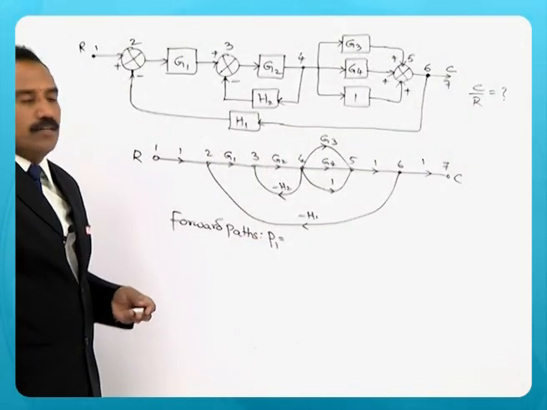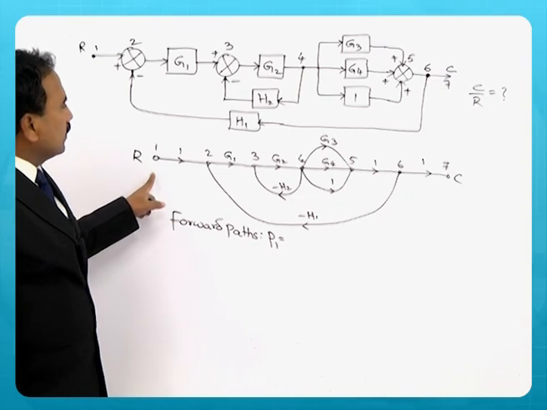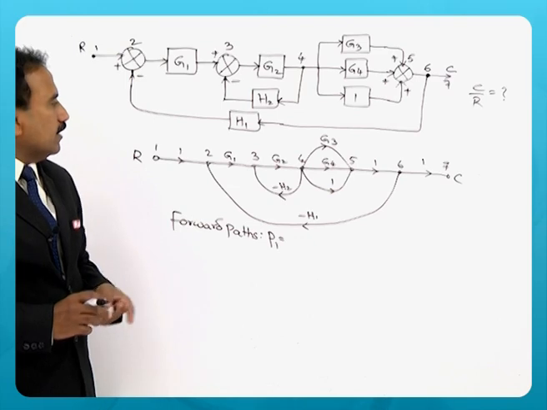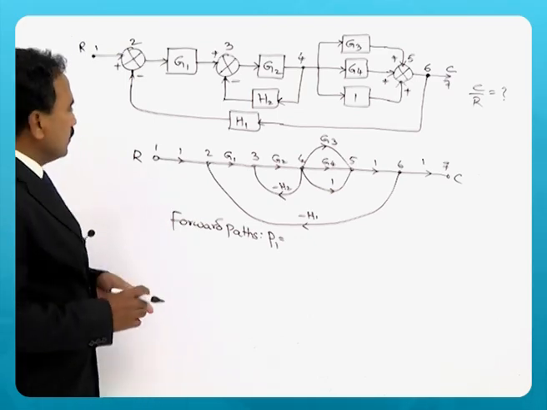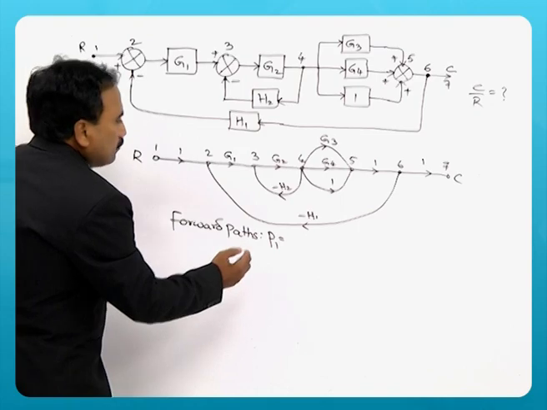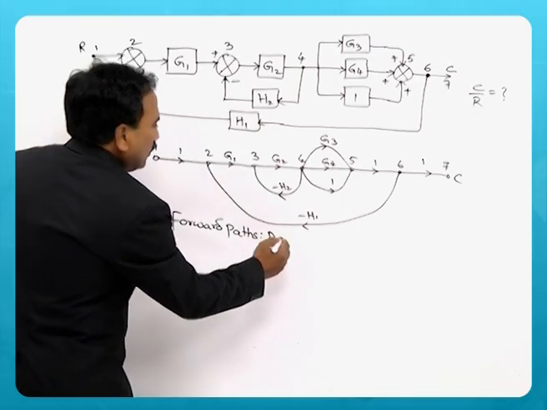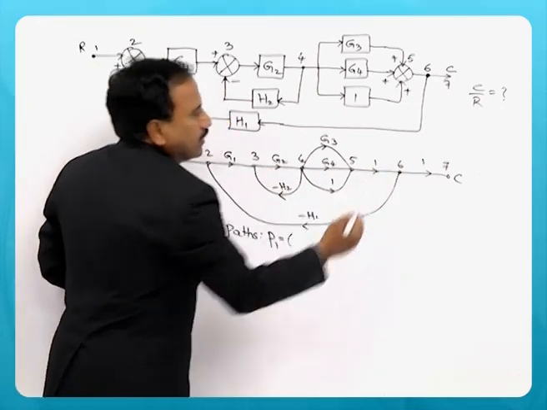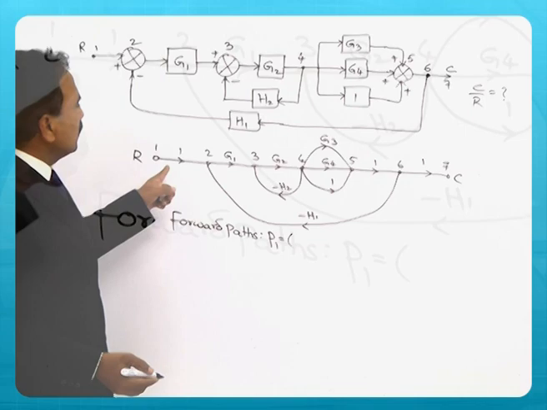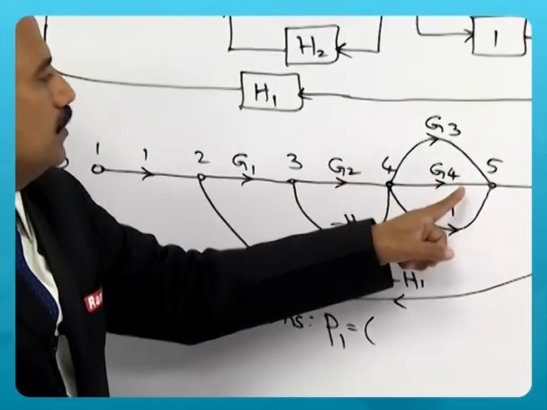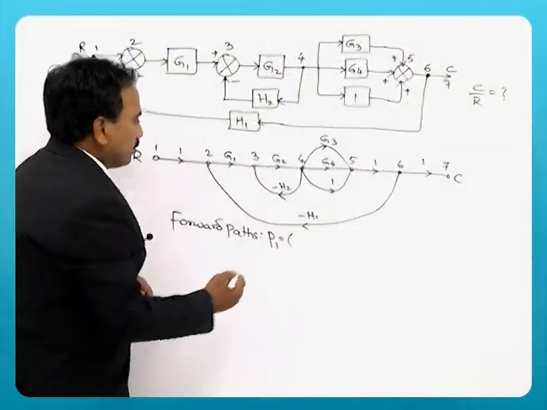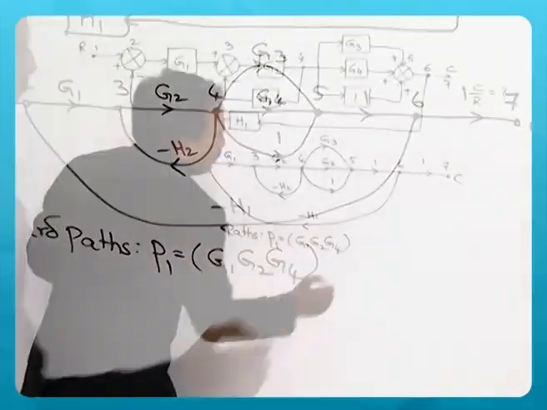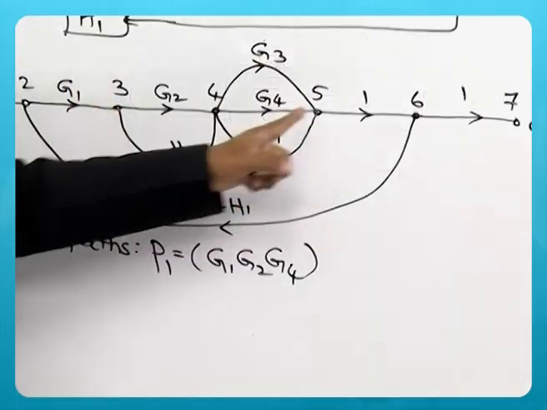As I indicated, a forward path is the path connecting the input and output node. The first forward path you can represent here as 1, 2, 3, 4, 5, 6, 7. It is a path, and what is its gain? G1, G2, G4 and 1 into 1. So G1, G2, G4 is the gain of one forward path.